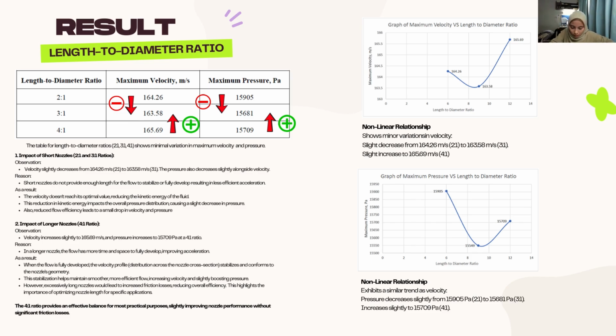As we can see, for the impact of a short nozzle, velocity slightly decreased from 164.26 meters per second to 163.58 meters per second. The pressure also decreased slightly alongside velocity. This is because in a nozzle, the fluid needs time to adjust to the geometry and reach its maximum velocity, and a short nozzle cuts this process short, resulting in less efficient acceleration.